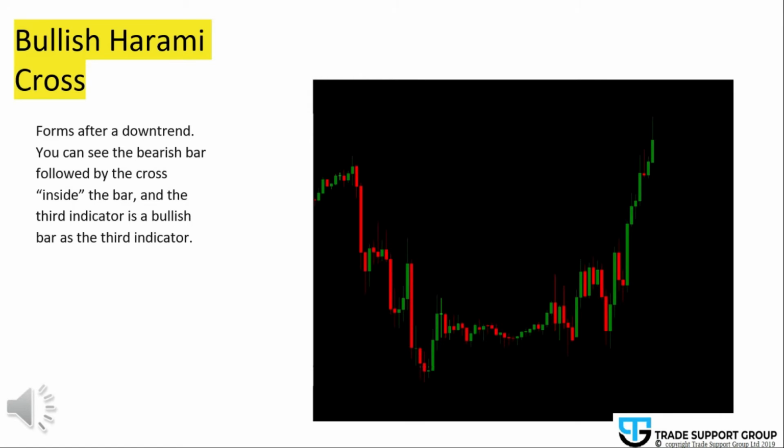A Bullish Harami cross is a large down candle followed by a doji. It occurs during a downtrend. This predicts its reversal.